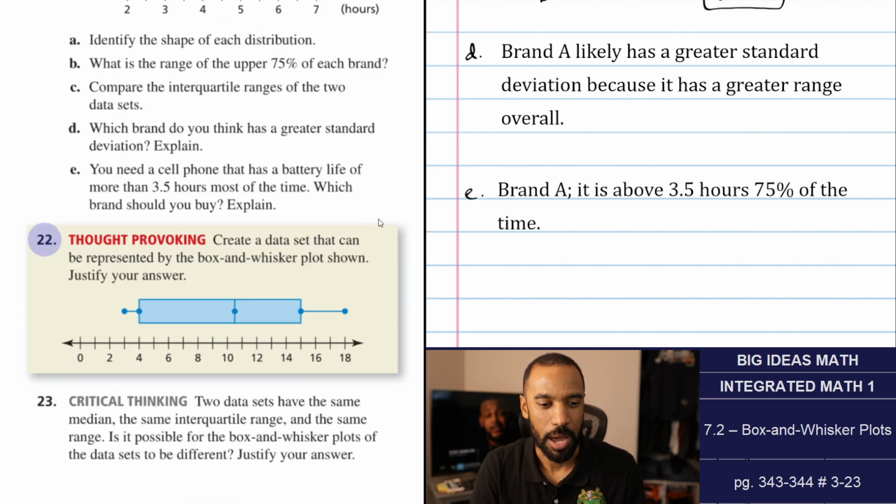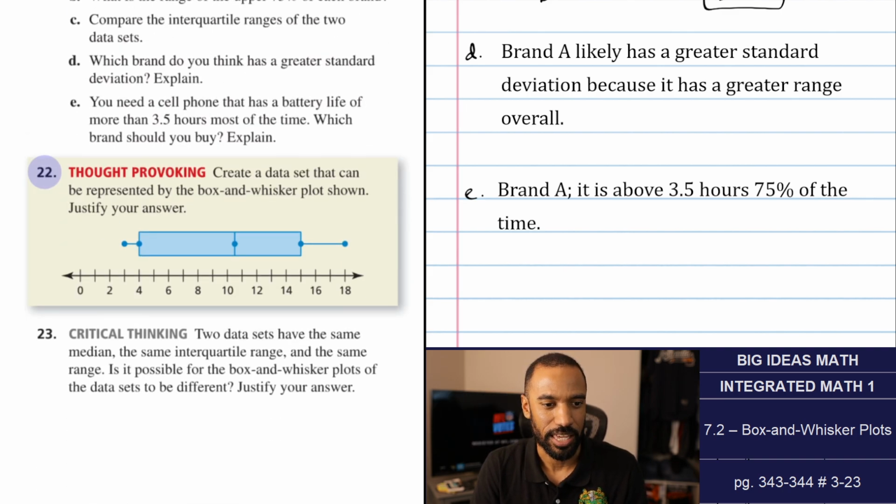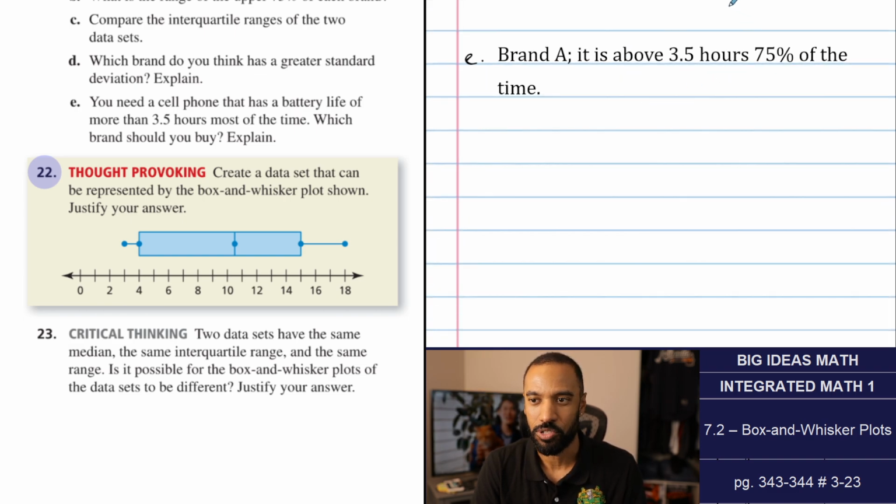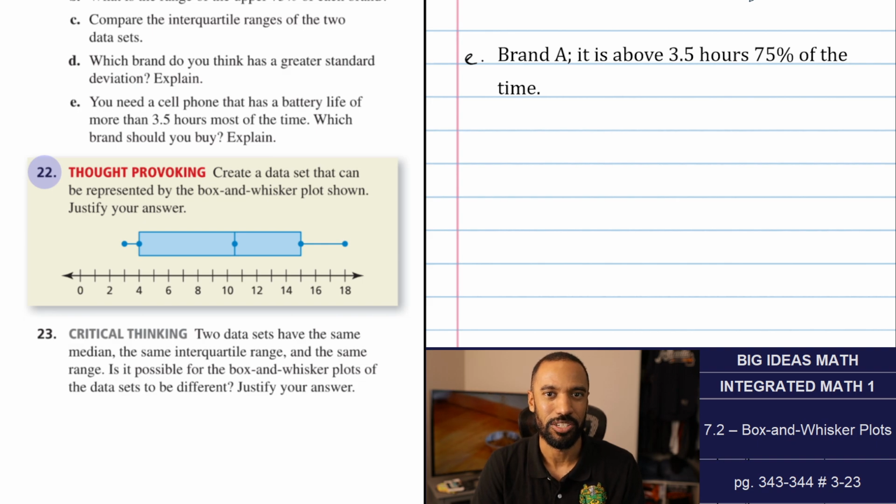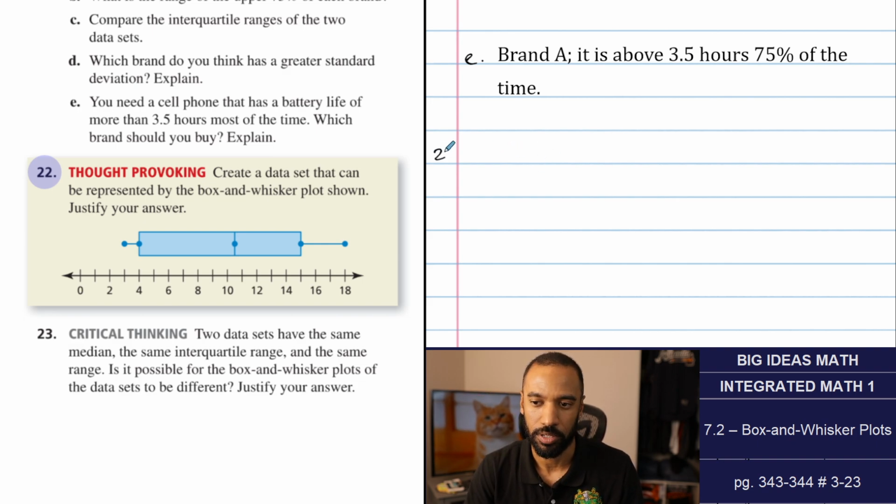Okay, number 22 is thought-provoking. Create a data set that can be represented by the box and whisker plot shown. Justify your answer. Okay, before there was a how do you see it question where I was like, I don't know if I want to do something like that. Here I actually will, because we have to.